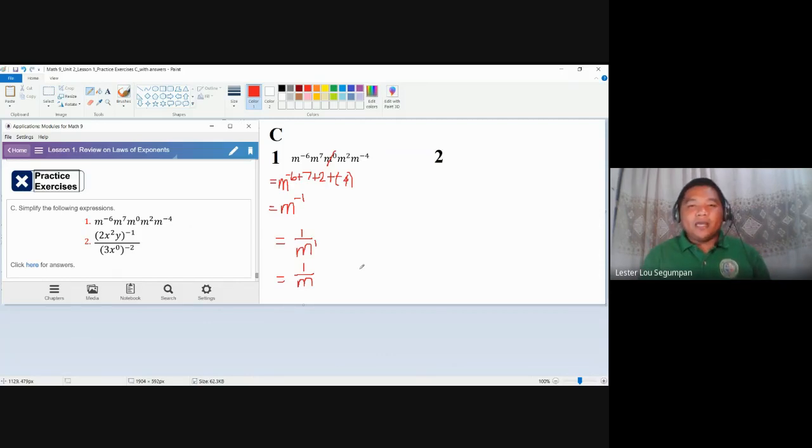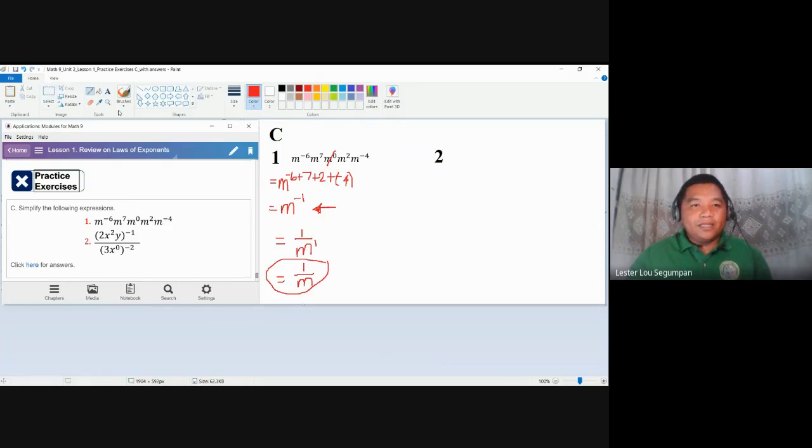At the moment, at the time when we had not yet discussed the law of negative exponent, this is already acceptable. But since we already talked about the law of negative exponent, this is the one that we will accept. Number 2 here talks about the concept of law of negative exponents, law of zero exponent, and the power rule or the power law.